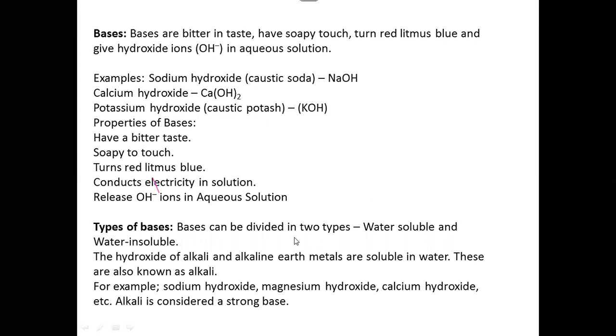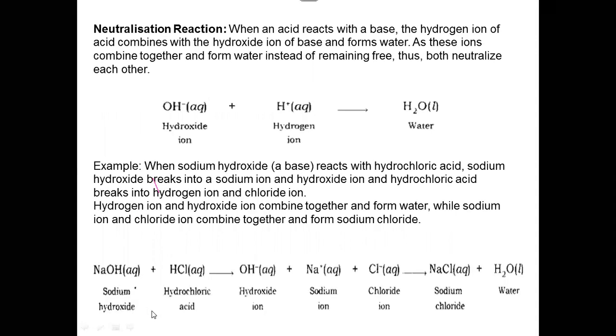Similar to acids, these bases are also divided into two types. One is water soluble and the other is water insoluble. The hydroxide of an alkali or alkaline earth metal which is soluble in water is called an alkali. So bases which are soluble in water are called alkali. Sodium hydroxide, magnesium hydroxide, calcium hydroxide are examples of alkali. They are considered strong bases.